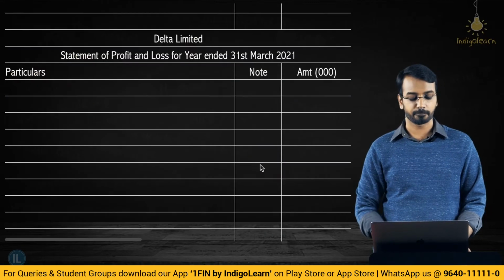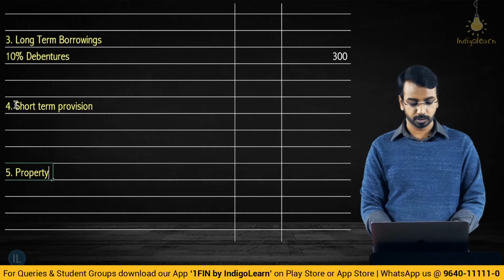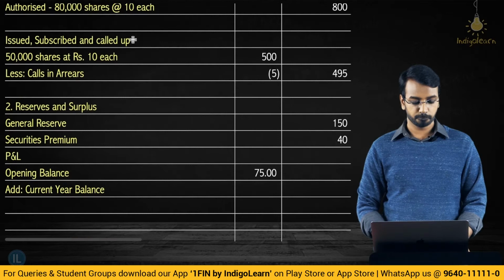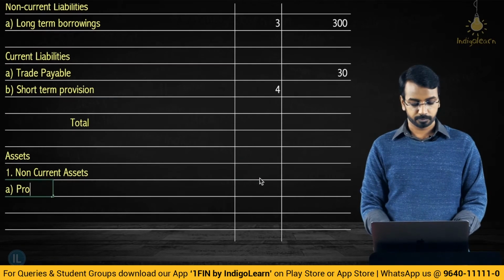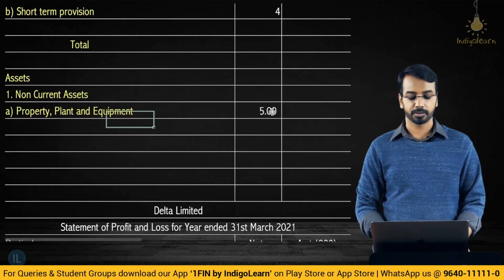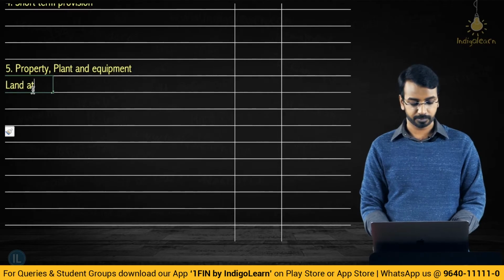So we will have note number 4 for short term provision, and then we have note number 5 for property, plant and equipment, right. So actually it's not non-current assets, my mistake. So this will be note number 5. Okay. Now when you have property, plant and equipment, what are those items? We have land at cost.